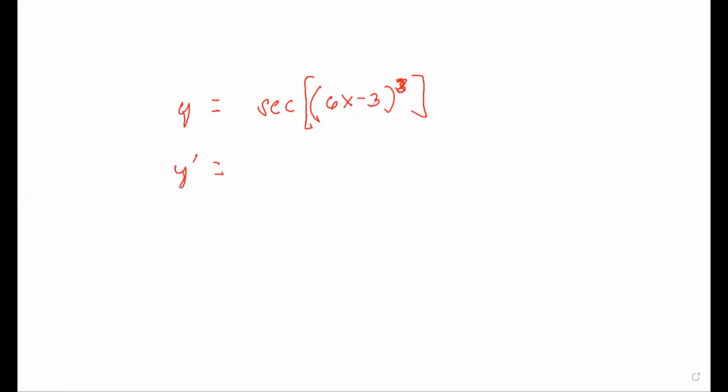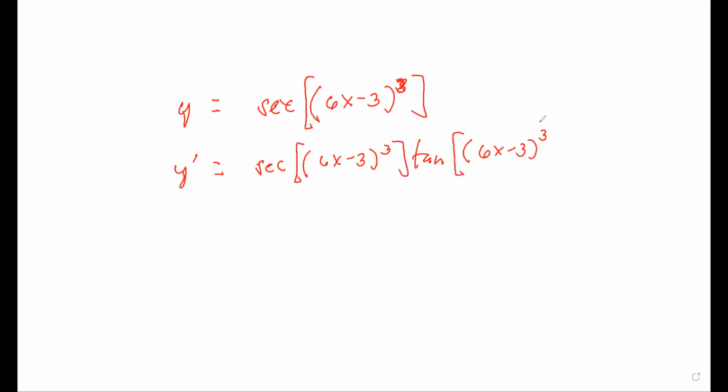Your y prime will be the derivative of this first. Since this is inside the secant, it's like a function of secant. So you get the derivative of secant first. The derivative of secant is secant x tangent x, right? So secant of this, 6x minus 3 cube, tangent of this same 6x minus 3 cube.